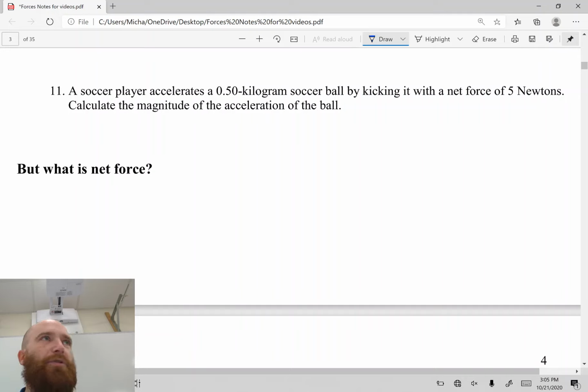Well, a force is any push or pull, and anything can create a force. You can pull something with a rope, or you can push it with your hand, or gravity can pull things, or magnets. But what is a net force?